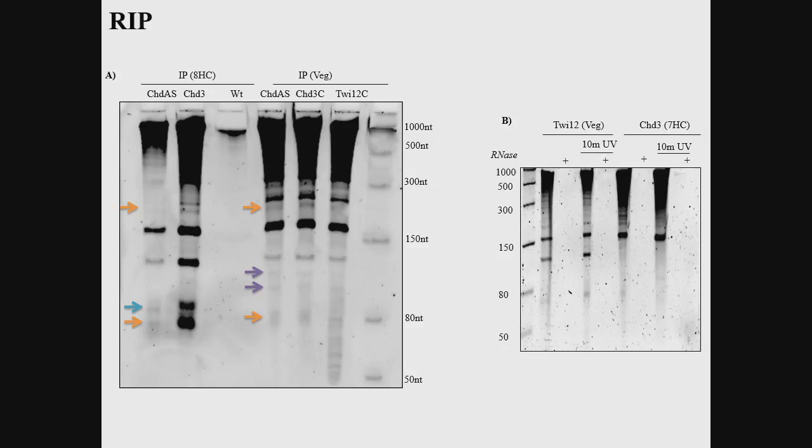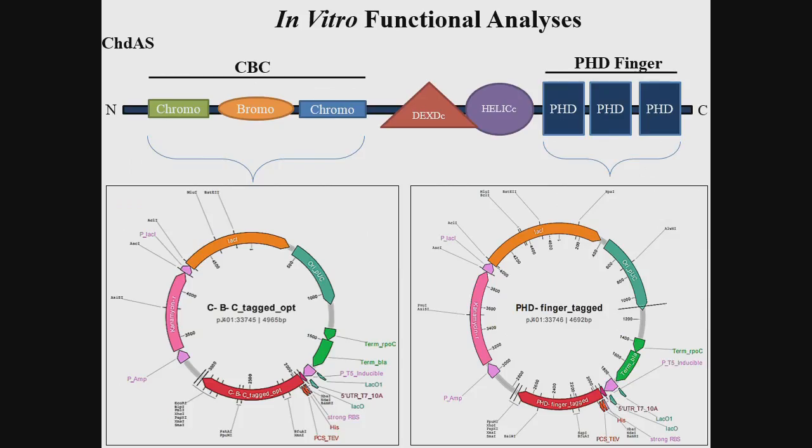However, during vegetative growth, as shown by the purple arrows, there are 2 RNA species that seem to be unique to these 2 proteins. And during conjugation, there's only 1 RNA species that is unique, which is annotated by the blue arrow. So, of course, this is very preliminary data, and RNA sequencing needs to be done to qualitatively and quantitatively identify these exact RNA species.